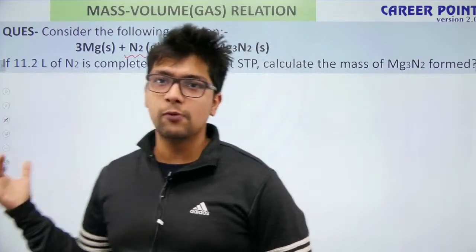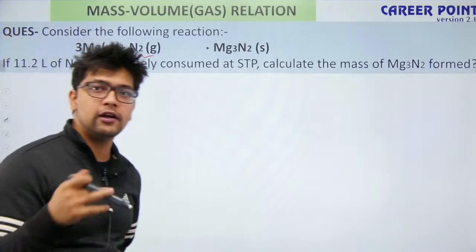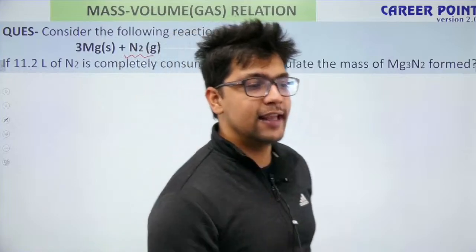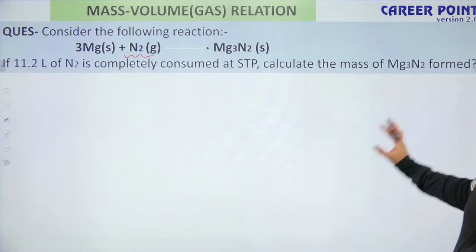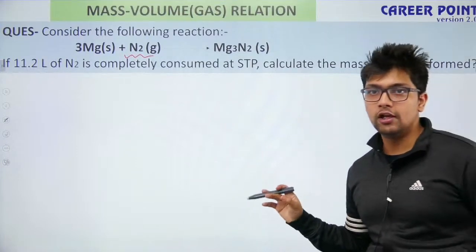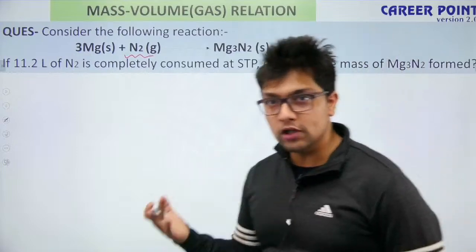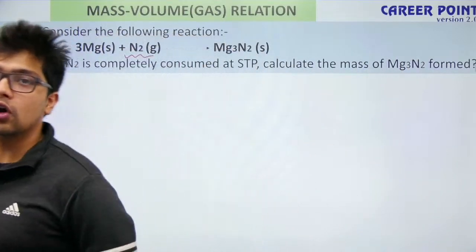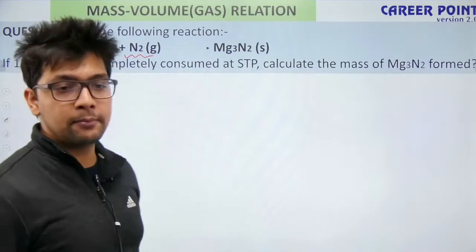So try this by any method. You like the first method, you can use the first method. You like the second method, you can use the second method. So try to solve this question. You have to find the mass of magnesium nitride formed. First, if I have to help you, I will say try to solve it by moles. And in case you are not comfortable with moles, you can simply use method number 2.